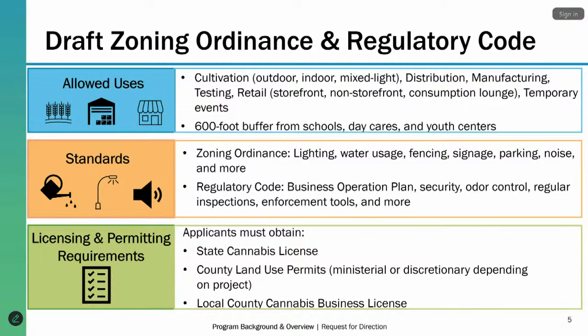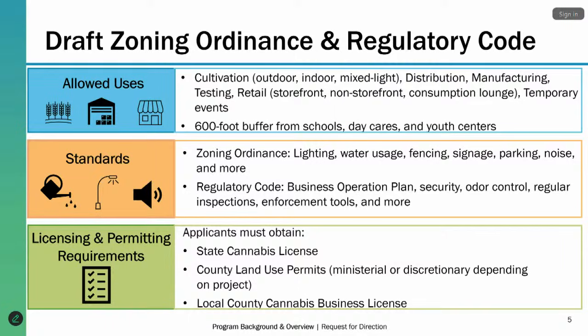Facilities could locate in certain agricultural, commercial, or industrial zones outside of a state-mandated 600-foot buffer from schools, daycare centers, and youth centers. While the state regulates cannabis facilities, the county can apply more location restrictions and requirements. The draft zoning ordinance requires cannabis facilities to comply with performance standards related to lighting, fencing, noise, odor, and water source, among others. The draft regulatory code establishes operational and safety requirements and includes standards for security and odor control. It also outlines when regular inspections must take place.